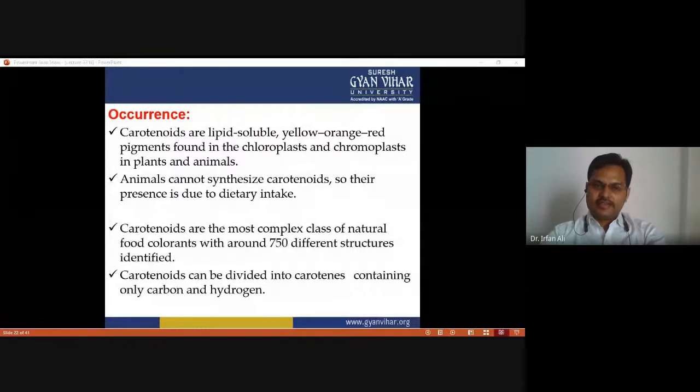If we talk about the occurrence, carotenoids are lipid-soluble yellow, orange, and red pigments found in the chloroplast and chromoplast. A chromoplast is like a chloroplast, but it doesn't have chlorophyll A and chlorophyll B. Animals cannot synthesize carotenoids, so their presence is due to dietary intake. Carotenoids are the most complex class of natural food colorants, with around 750 different structures identified. Carotenoids can be divided into carotenes, containing only carbon and hydrogen.